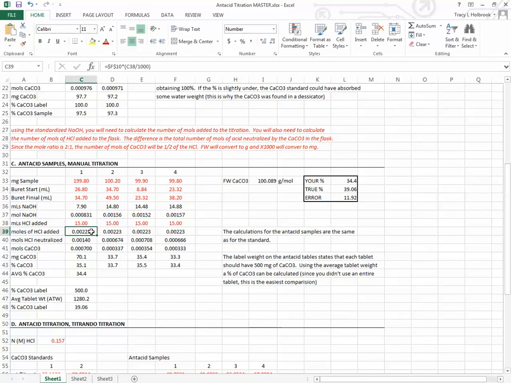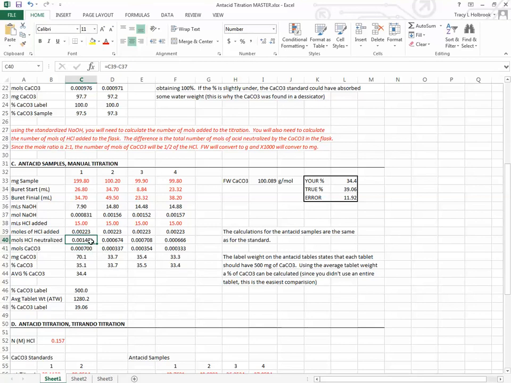Well, we talked about moles of hydrochloric acid in total, and this is how many moles of NaOH it took. So to get this number, I'm going to take C39, which is how much I added, minus C37, which is how many moles of NaOH it took, and that gives me my neutralized hydrochloric acid, 0.00140.